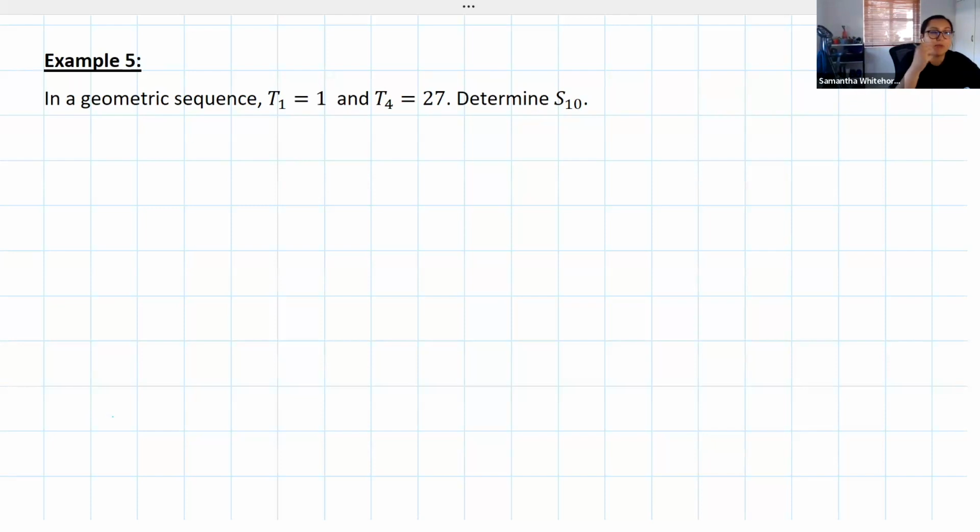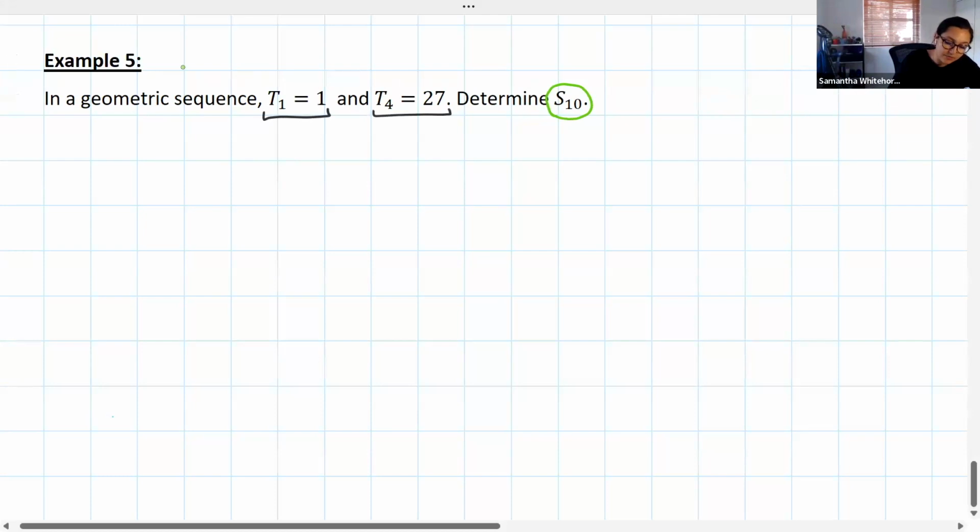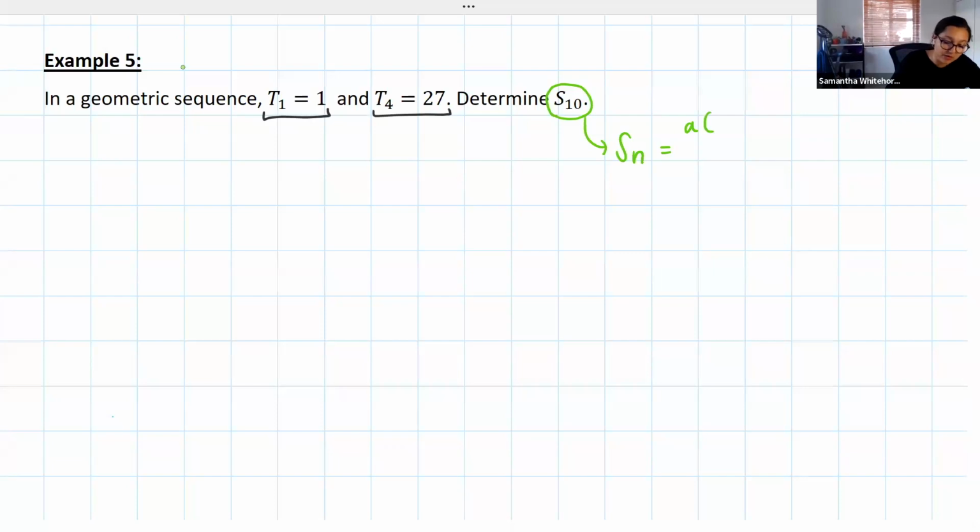Now, what's different here is that I haven't actually been given the series. I've been told specific terms, but I have not been told the series. So I don't actually know what terms I'm adding or subtracting together. But remember that when it comes to our sum formula, the only bits of information we need are the first term, which I've been given, T1, as well as my R value. So I have my first term, what I don't have is R. And so we now need to figure out how I can get R in order for me to be able to go and solve for the sum.